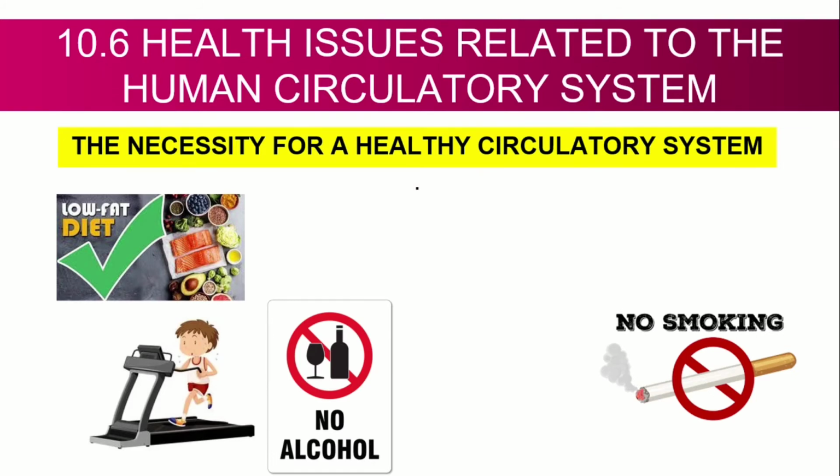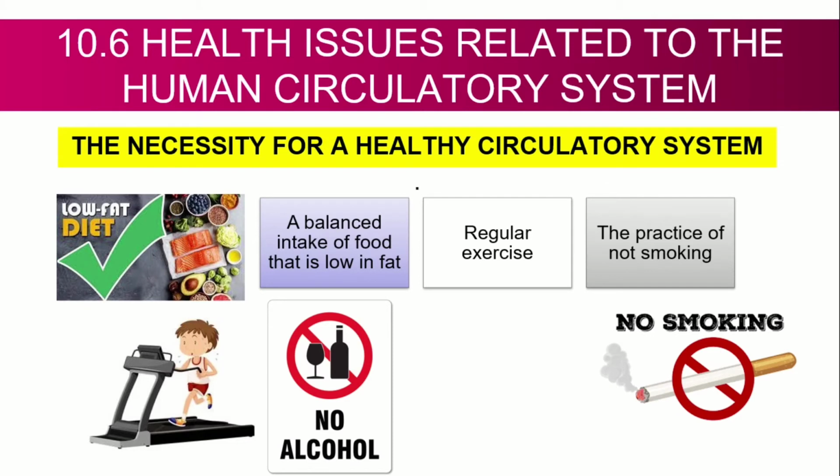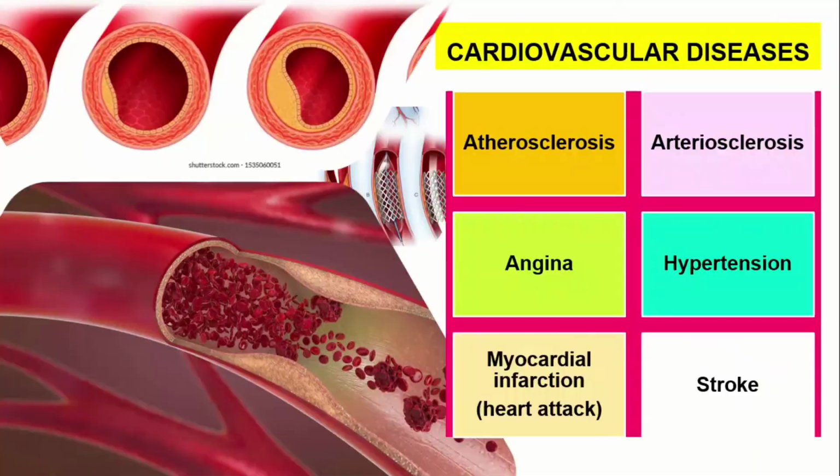This is the necessity for a healthy circulatory system. So we have to take a balanced diet that is low in fat and also carry out regular exercise, practice not smoking, and also not drinking alcoholic drinks.